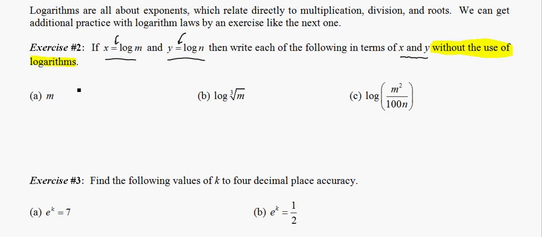So what I'd like you to do is pause the video right now and see if you can manipulate each one of these quantities so that your final answer has either x or y or both in it and has no logarithm in it. All right, pause the video now.